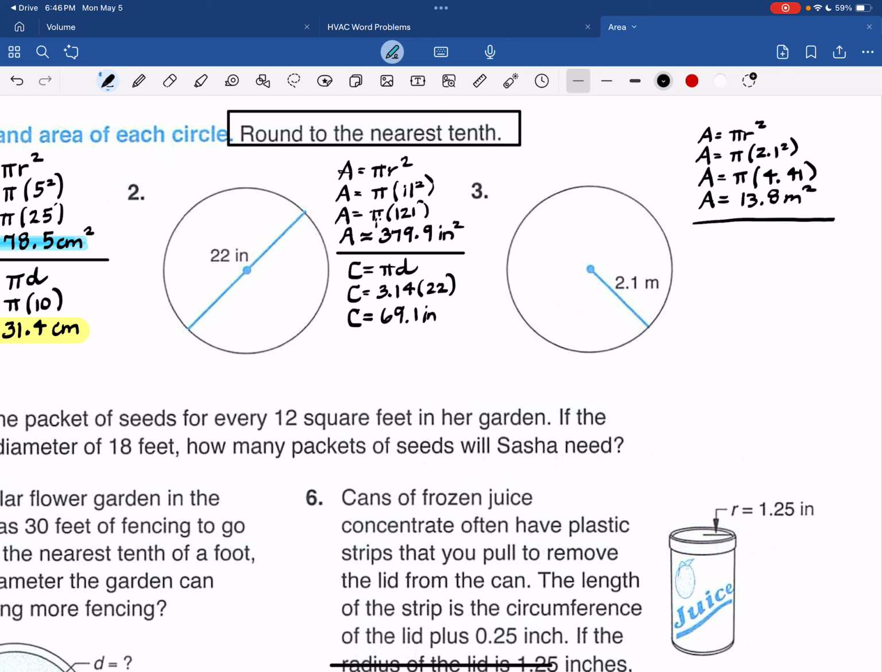And then to do your circumference, I'm using pi d. You can do 2 pi r. I've got pi times diameter, which is 4.2. This will be awfully close because look how close those two are. Won't be exact, but it'll be close. 4.2 times 3.14 is 13.2 linear meters.